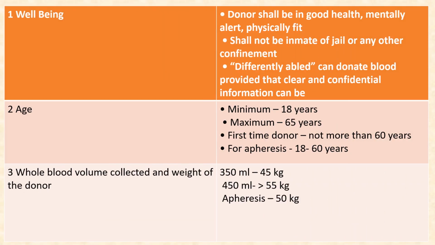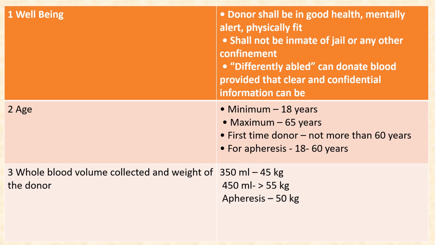Now, what are the criteria? First is the well-being of the donor. So, the donor shall be in good health, mentally alert, physically fit, and shall not be an inmate of a jail or any other confinement. Differently abled persons can donate provided that clear and confidential information can be given by the donor. Age minimum is 18, maximum is 65. For a first-time donor, the age should not be more than 60 years. For apheresis, 18 to 60 years.